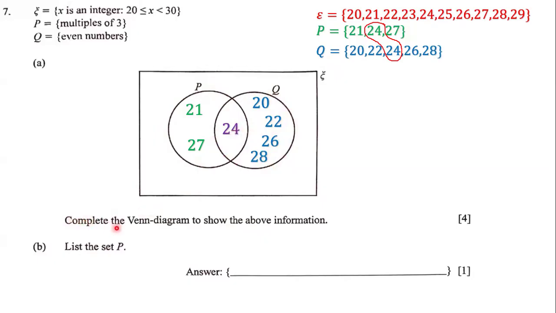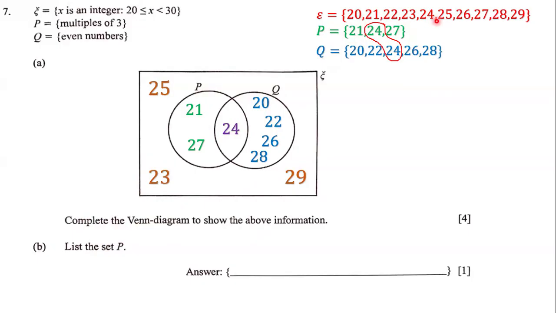Next, it says complete the Venn diagram to show the above information. It says list the set P. So what are the elements of set P? We just listed out already. Set P would be, oh, by the way, I should mention, this is very important. I didn't mention the ones on the outside. There are elements that are in P and Q that are part of the universal set, and that's true. In fact, all of the elements in P and Q are part of the universal set.